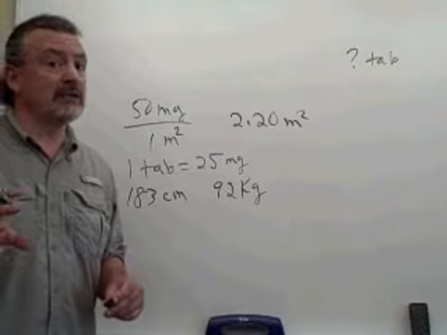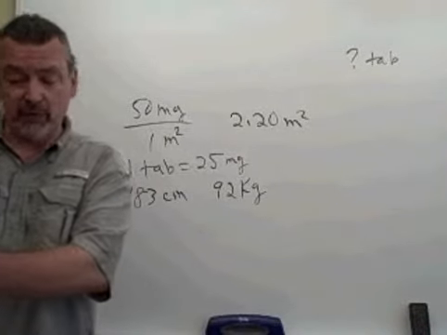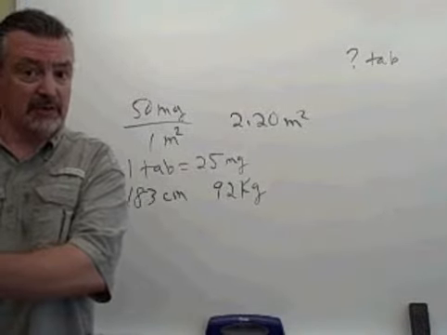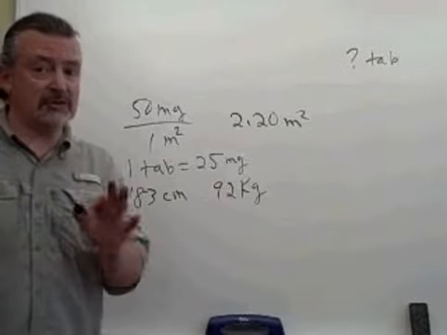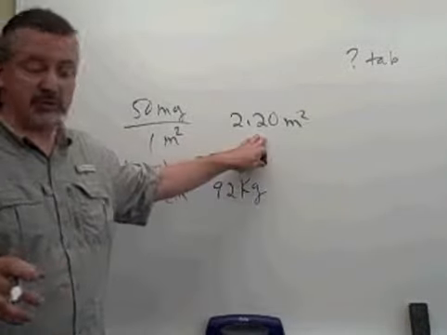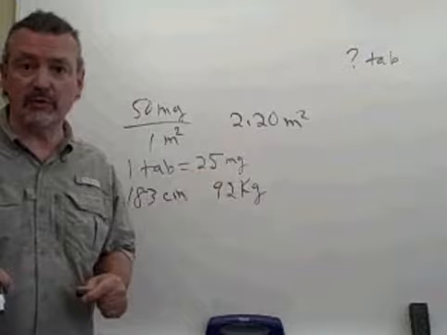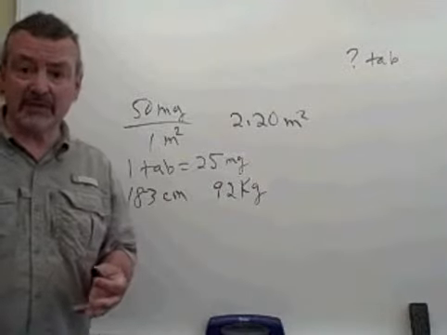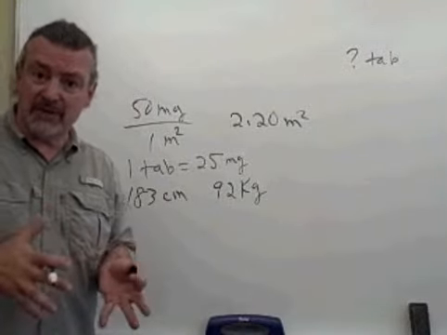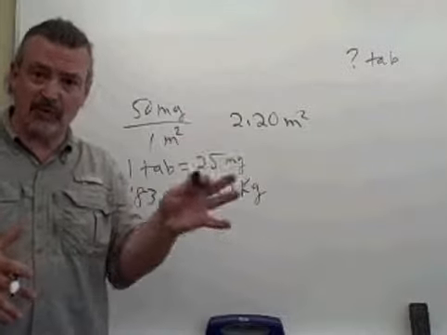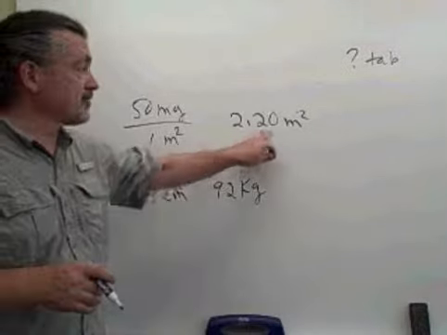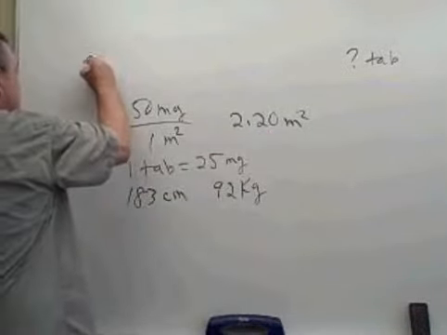Now, there will be a little difference if you use the formula like we did in the previous problem. The figures are not going to be identical. There's a little difference between using the chart and using the formula. But it must not be significant enough, or the folks in the medical profession would have said, this is the way you always do it. So there's our body surface area. That's where we start.